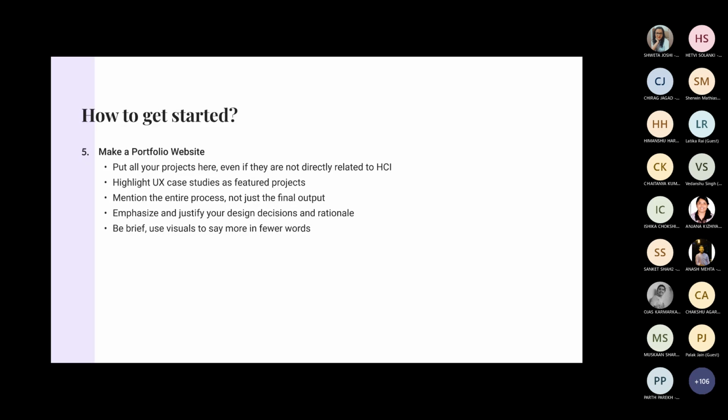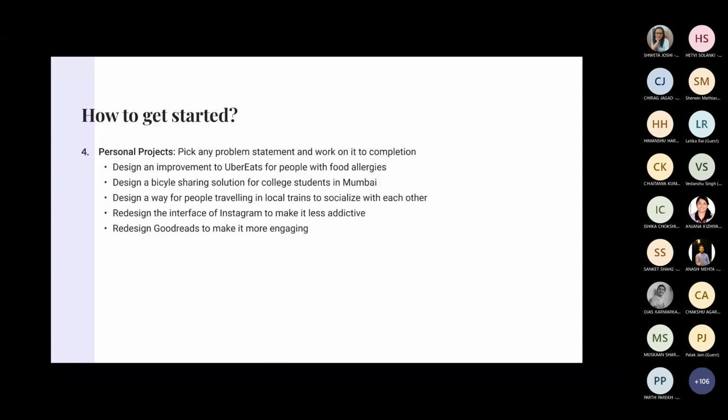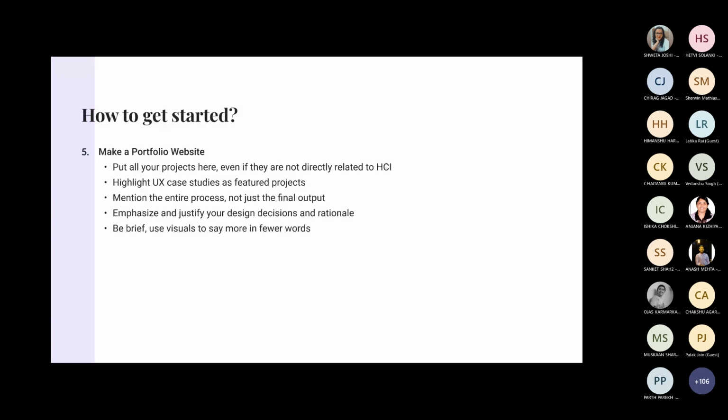So, for example, if you have done any of these problem statements as a personal project, try to write about that, and also really emphasize the entire process you went through. Again, when I give an example, this might be clearer, but it's really important to have a very thorough portfolio website. And justifying design decisions is something I can cover when we do a case study.